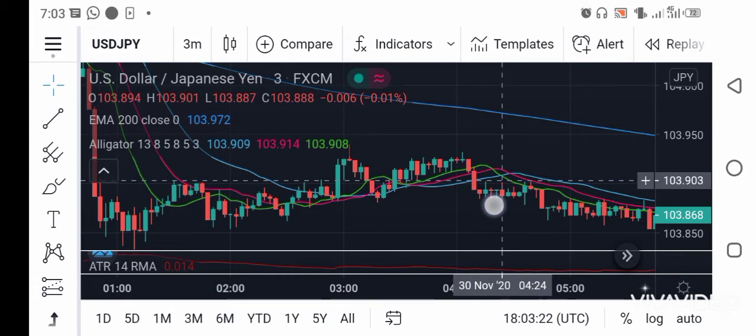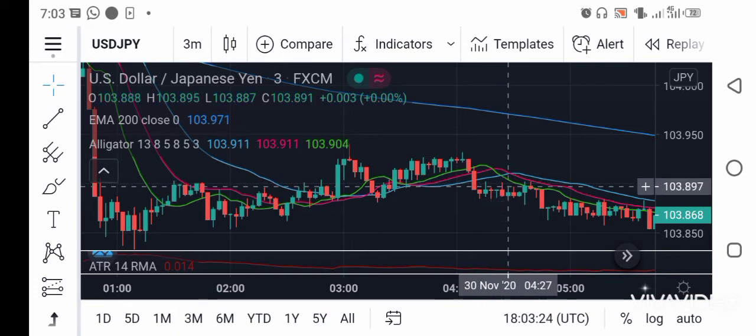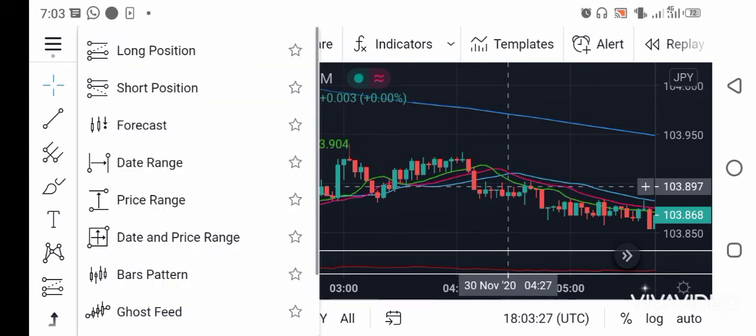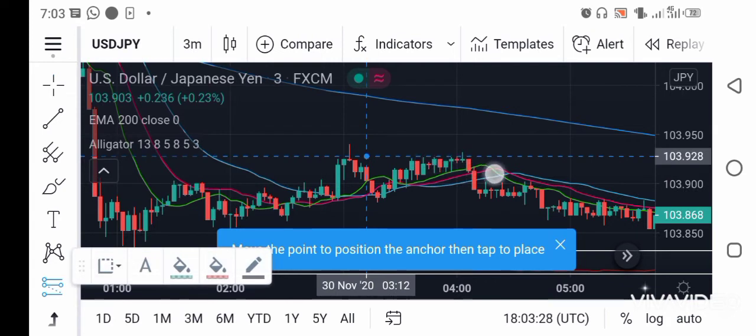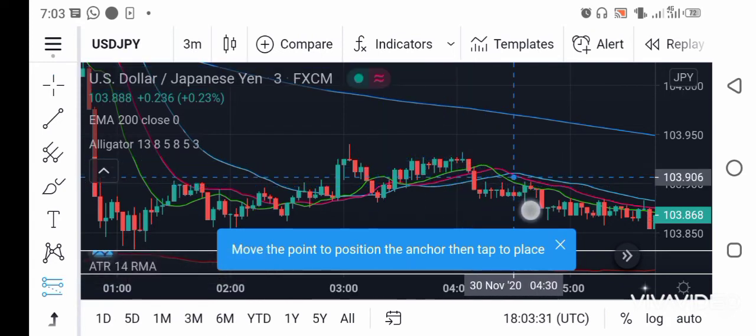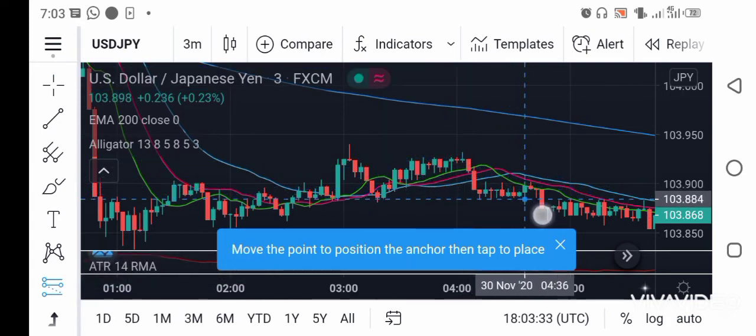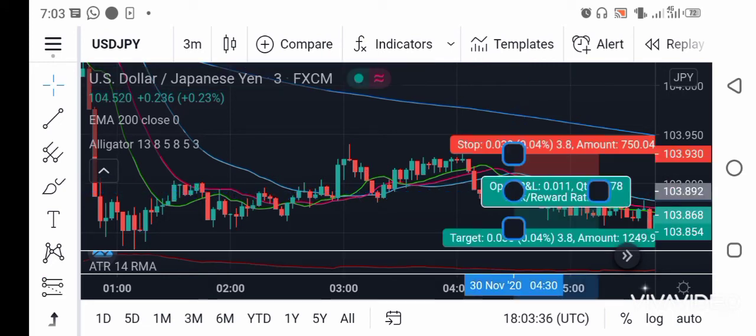So I'm looking to take a trade on this green candle here. So let's take the trade right here. Yep, so you want to go for a sell.